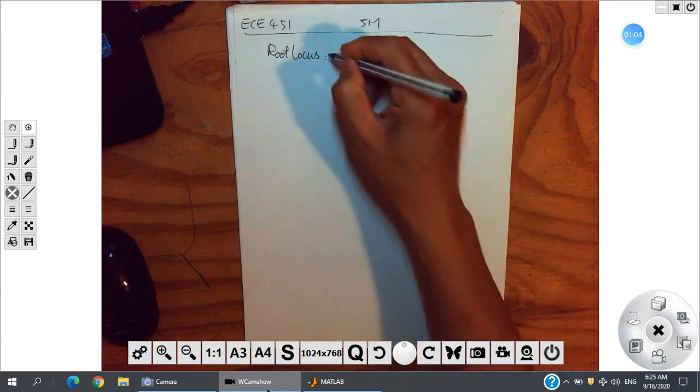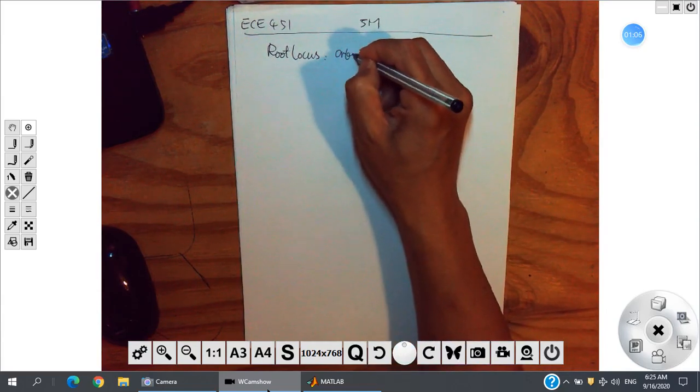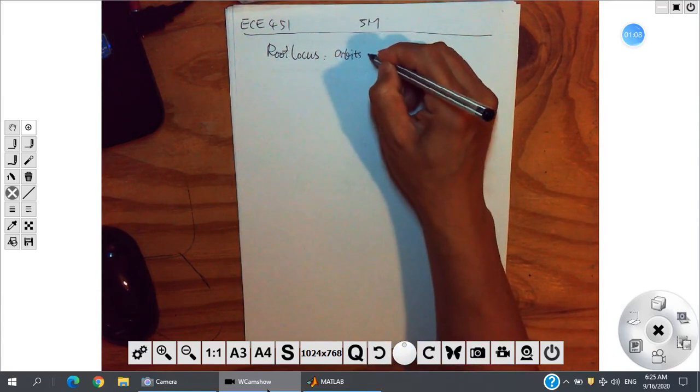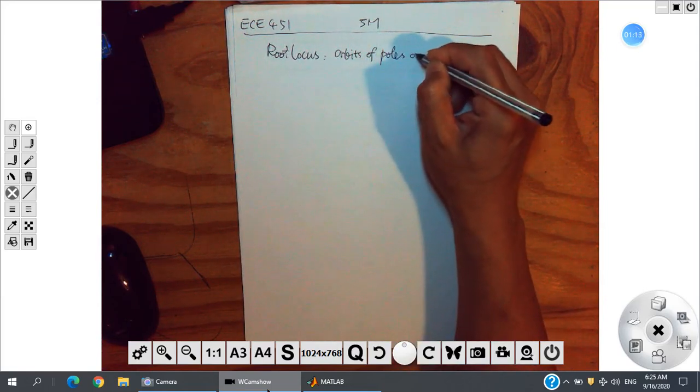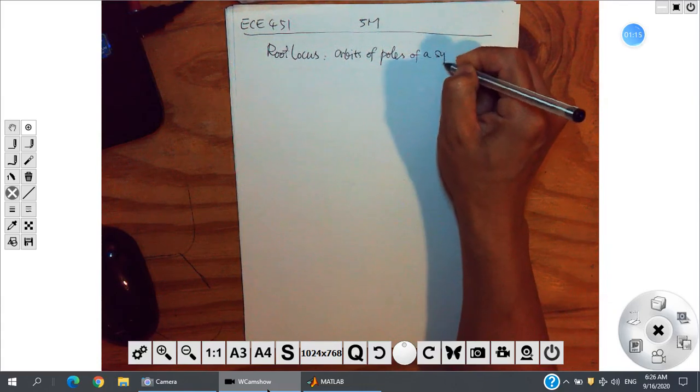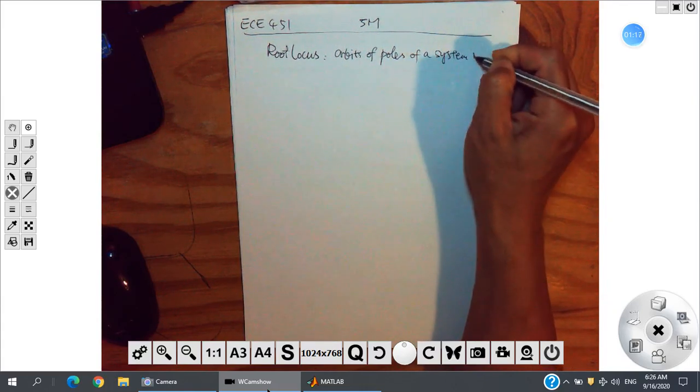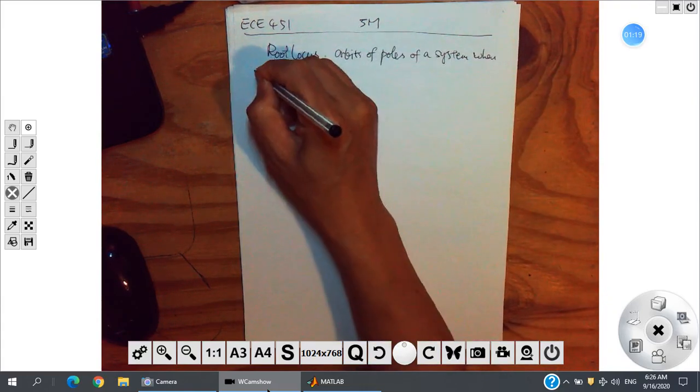That is the orbit of poles of a system when parameters change.